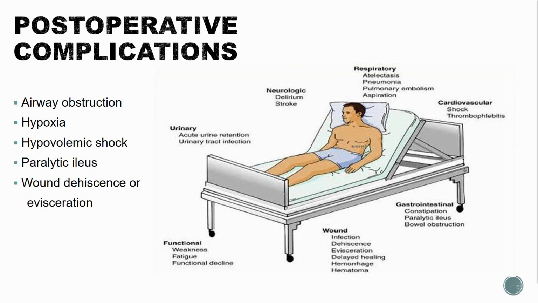A paralytic ileus can occur due to absence of GI peristalsis, so monitor those bowel sounds, encourage ambulation, and only advance diet as tolerated. We can also see some wound dehiscence or evisceration. So again, if it occurs, call for help, stay with the patient, cover the wound with a sterile towel or dressing that is moistened with sterile saline, and do not attempt to reinsert the organs.